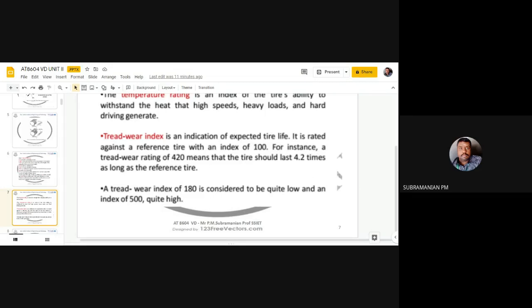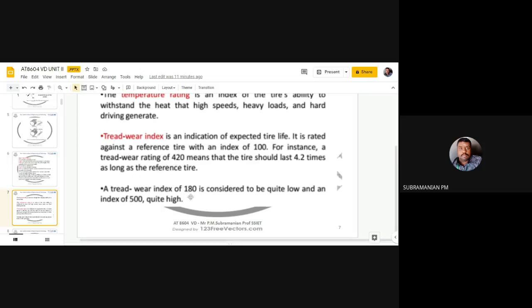So it is an indication of expected tire life. Now we have one reference tire. Say the index is 100, which means it has an optimum life. I am going to compare against that. If I have a treadwear rating of 420, it means 4.2 times as long as the reference tire. Like this I am going to compare.